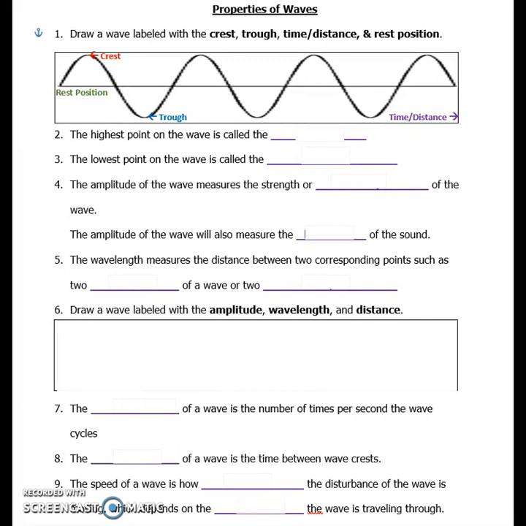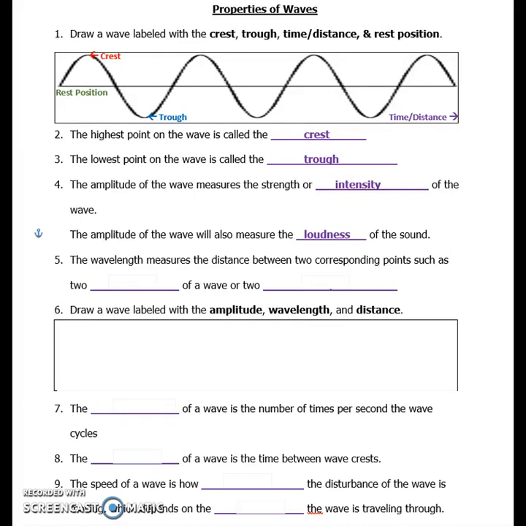The highest point on the wave is called the crest. The lowest point on the wave is called the trough. The amplitude of the wave measures the strength or intensity of the wave. The amplitude of the wave will also measure the loudness of the sound. So if we increase amplitude, the sound's going to get louder.